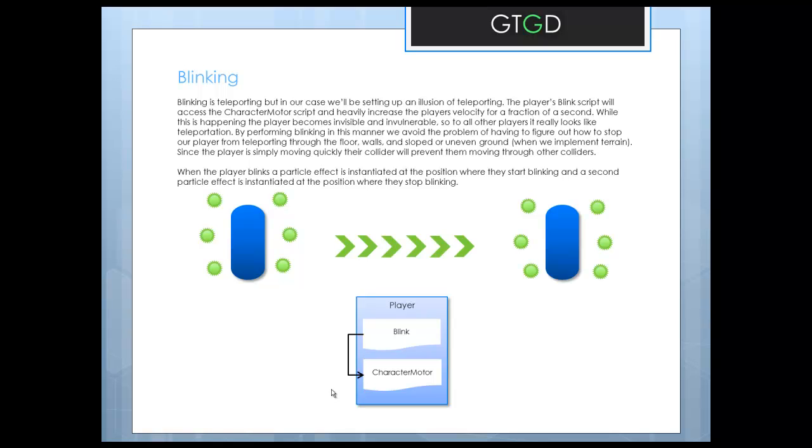And as I mentioned before, when the player blinks, there'll be a particle effect that gets instantiated at their position where they start blinking, and this will happen across the network. And then there'll be another particle effect that gets instantiated at the position where they stop blinking. Alright, so our first step is going to be to create that blink script.